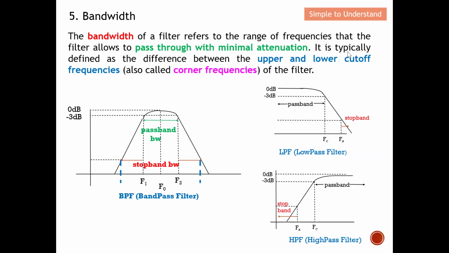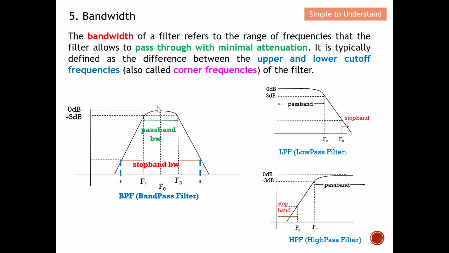It is typically defined as the difference between the upper and lower cutoff frequency. So what does this mean? You see, this is the lower cutoff frequency and the upper cutoff frequency for this bandpass filter. So this is what we define as the bandwidth of the filter. For low pass and high pass filters, it's not that clear and direct here, but typically this bandwidth is used to describe a bandpass filter.